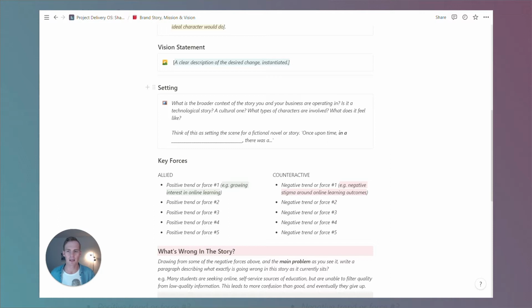So when we're setting the scene or we're setting the setting, we're just really trying to get the broadest context for this story. You can think of it as the universe or the world that we're in, just like Lord of the Rings is in Middle-earth. What is the broadest setting for our particular business story?